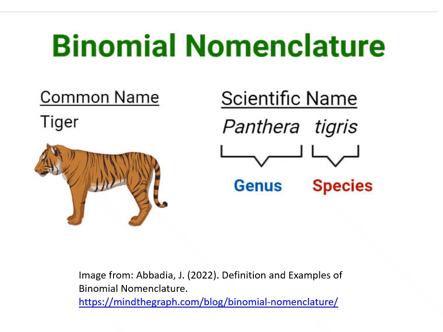This shows the binomial nomenclature for the tiger. The common name in English is tiger, and the scientific name is Panthera tigris, which is the genus and the species. Having a scientific name helps scientists around the world understand the specific organism that is being discussed.